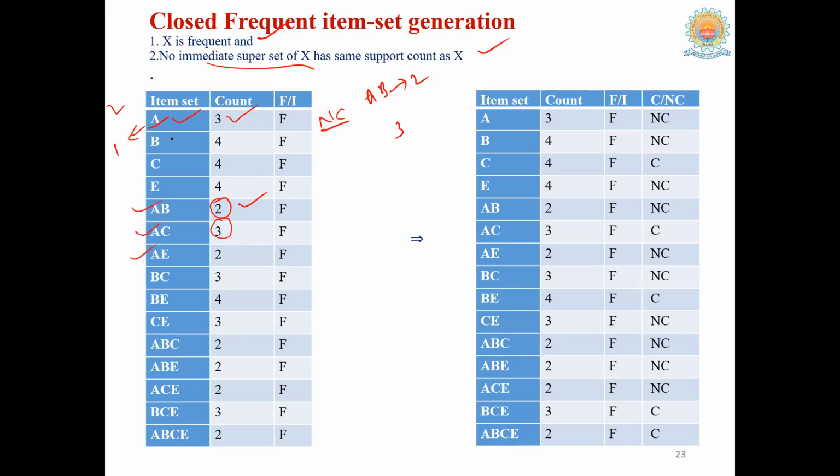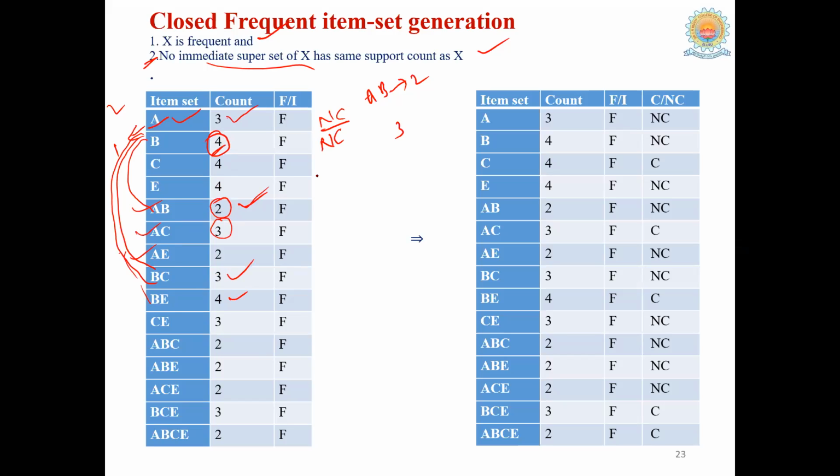And similarly, you can go for B. What are the immediate supersets for B? AB is an immediate superset, and similarly BC and BE. All these are immediate supersets. The count of B is 4. What is the count of AB? 2. Since it is less than 4, it satisfies condition 2. Next, the count of BC is 3. Since it is less than 4, it also satisfies the second condition. Whereas the count of BE is 4, which is equal to this, so it fails condition 2. So according to this, it is not closed.